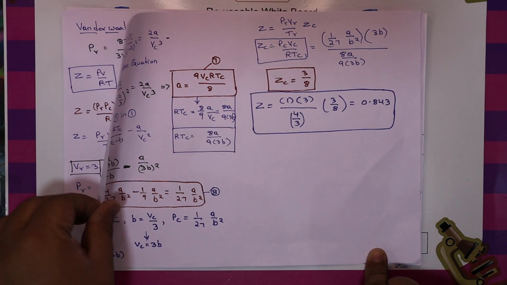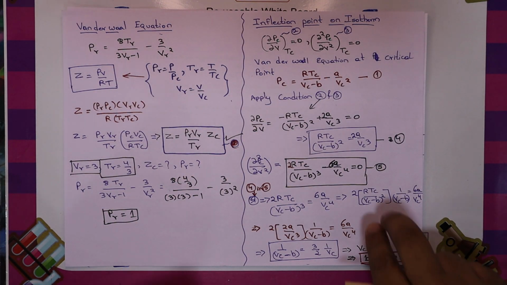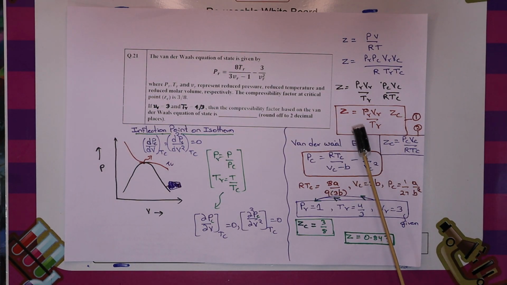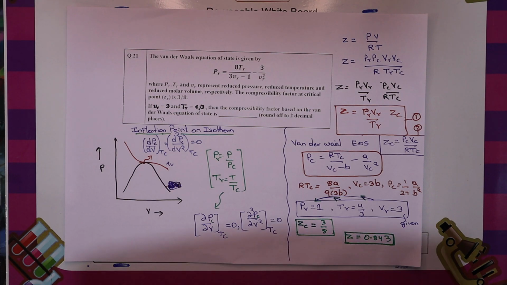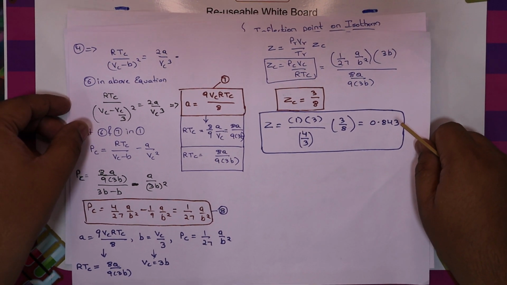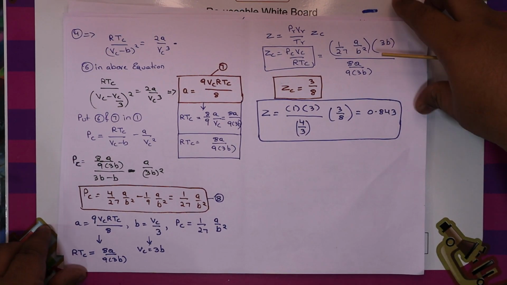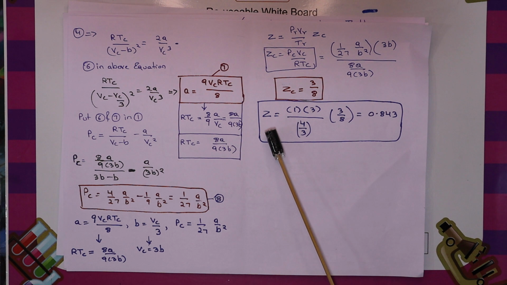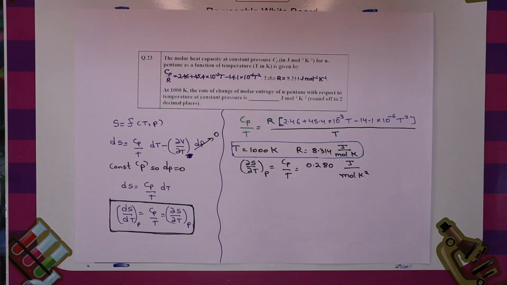Therefore, the Z equation is nothing but this particular equation. Let me show you. Z is nothing but Pr Vr by Tr into Zc. So if you substitute the values, finally you can calculate Z equal to 0.843. This is how you get the value of the compressibility factor for a van der Waals equation of state at given conditions. Let us move to the next problem.